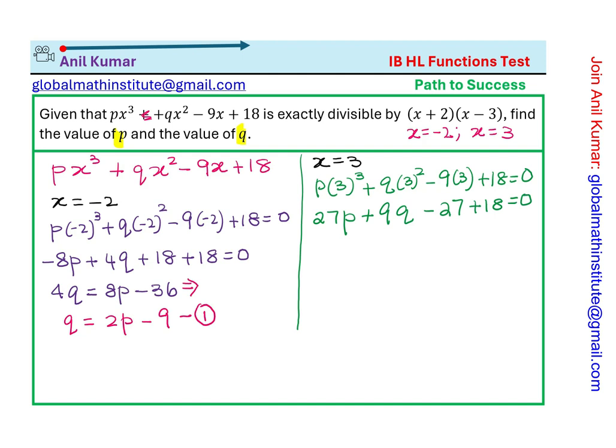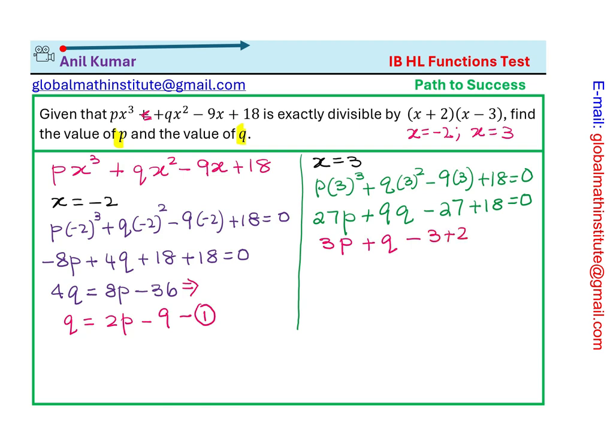Great. So here we can divide each and every term by 9. Let's do that first, right? So I'm dividing each and every term by 9. So we get 3p, dividing by 9 will give me q. Minus 27 over 9 gives 3, and 18 over 9 gives 2. Right. Let's keep it simple. Great. And we know what q is. q is 2p minus 9, right? So we'll replace the value of q from this equation.